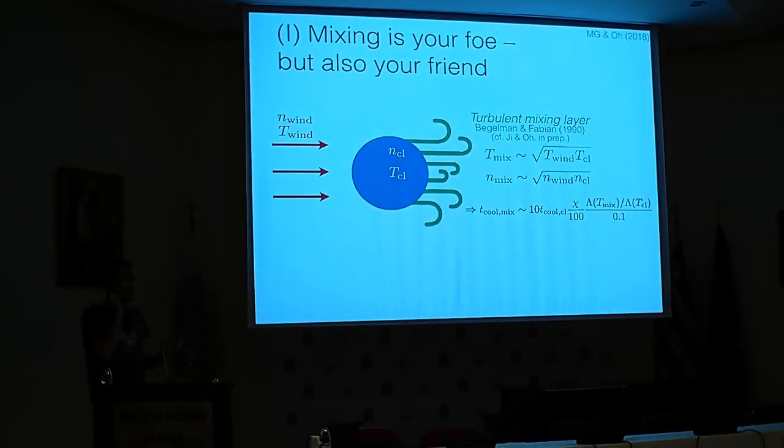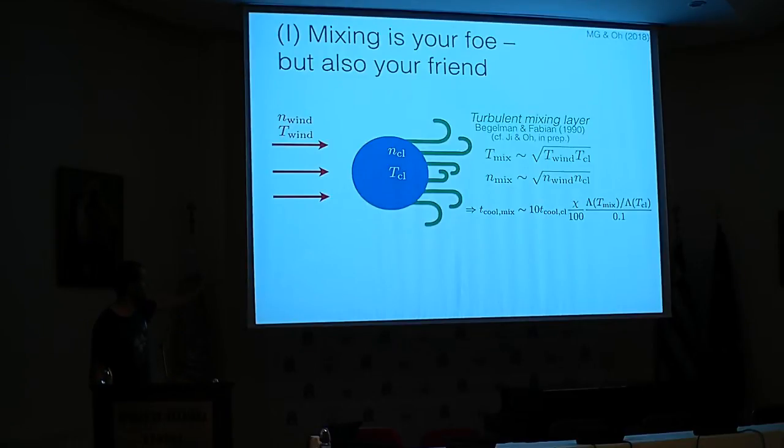But then we thought, well, what happens to this cold gas? It's not just gone, right? You don't really destroy it, you mix it. And then you can write down a theory of turbulent mixing layers, and this was done by Begelman and Fabian in the 90s. They found that the temperature of this mixed gas is the geometric mean of the hot and cold temperature, and therefore, due to pressure balance, roughly also the density. So now you can write down the cooling time of this mixed gas, given by this expression with the usual quantities, and you see that it is larger than the cooling time of your cold gas, of course. But it's not that much larger, right? It's not orders and orders of magnitude larger.